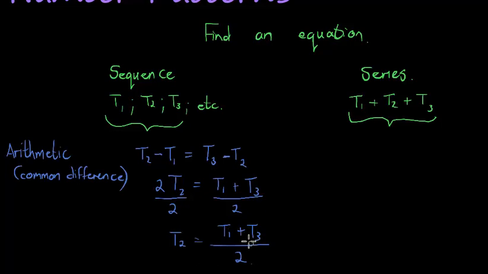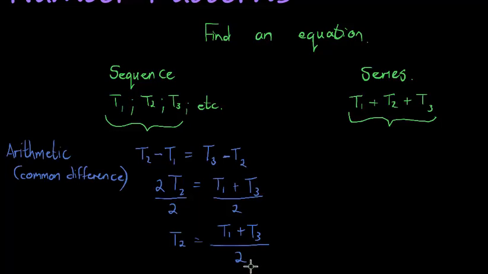What does this tell you? This is always true in an arithmetic sequence. How would you interpret term 2? Term 1 plus term 3 divided by 2. What do we call this expression? Who knows? Come on, guys. Isn't it the average? It's the average between the two.